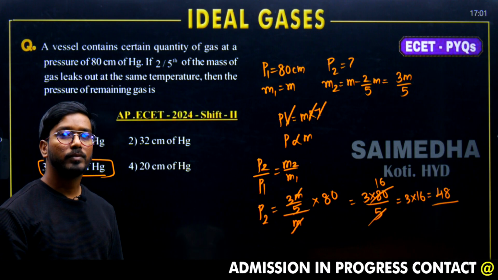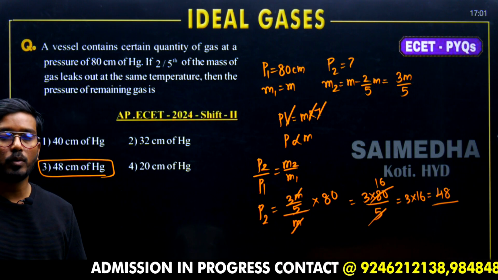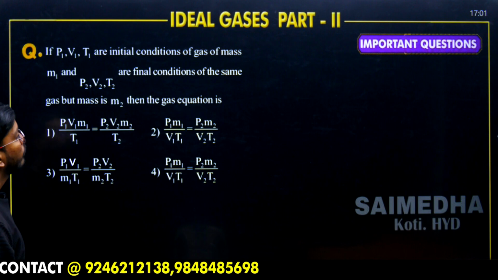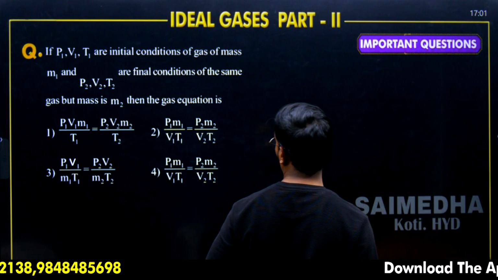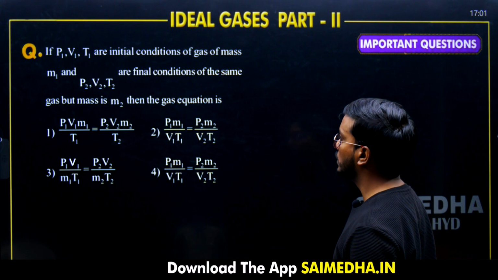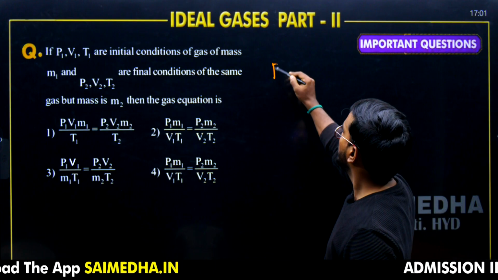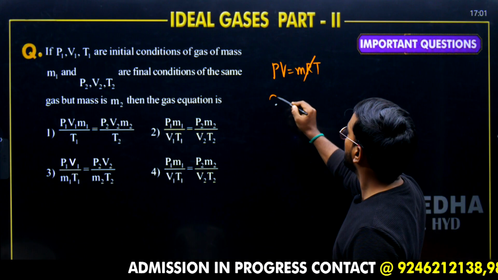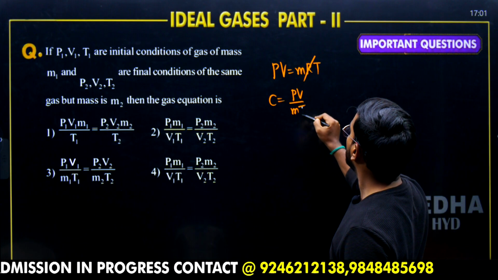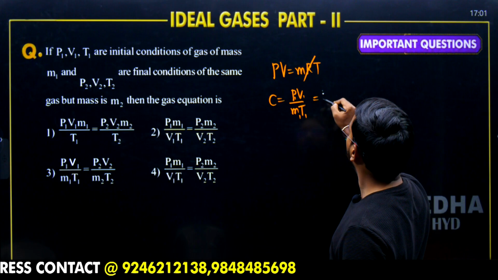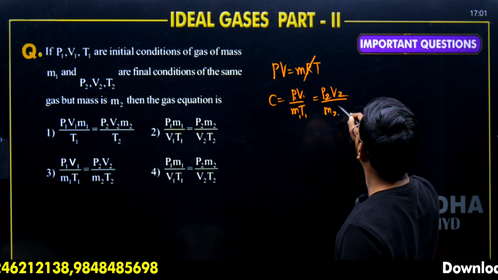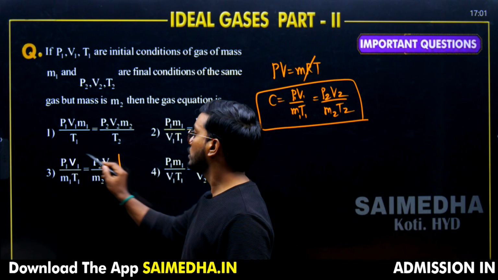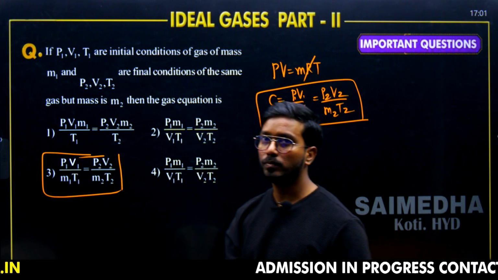Very simple questions. Now let's see some most expected important questions for the ECET 2025 based on the concepts that we have learned. The question is given as P1 V1 M1 T1, P2 V2 M2 T2. Then the equation is asking for. We know that PV is equal to mRT, where R is a constant. We can write constant is equal to PV divided by MT. That is P1 V1 by M1 T1 is equal to P2 V2 by M2 T2.